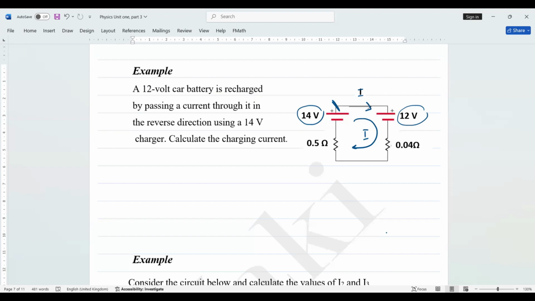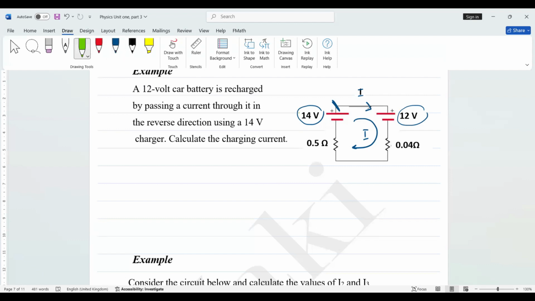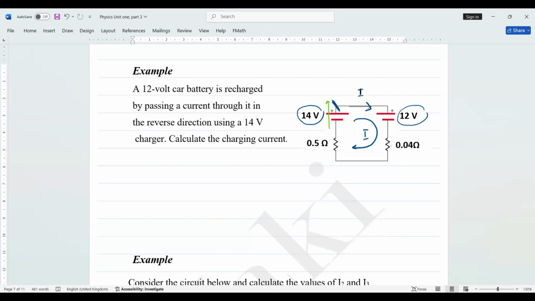Before we start, we have to put the direction of electron flow. It's from negative to positive, so this is the direction of electron flow. Now we go in this direction because this is the direction of the loop. We can start from this point. Here the loop direction is opposite to the electron flow for 12 volts.